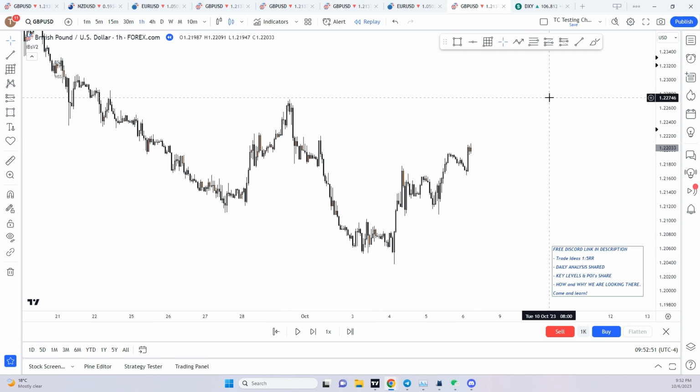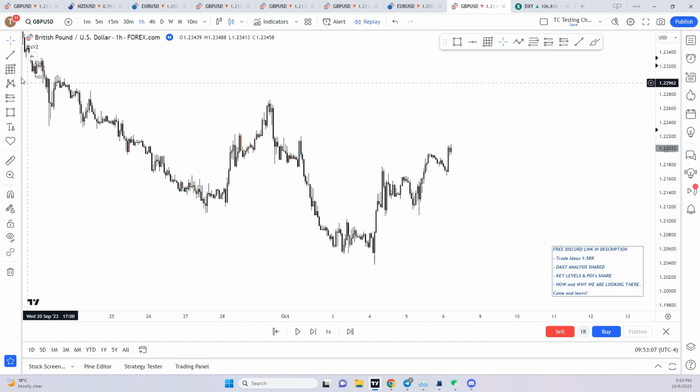I just wanted to break down a short trade on GBP USD that a couple of guys in the community caught. This was pre-NFP, and then obviously with the NFP news release, they managed to hit their take profit rather swiftly and get some nice profits out of the market.